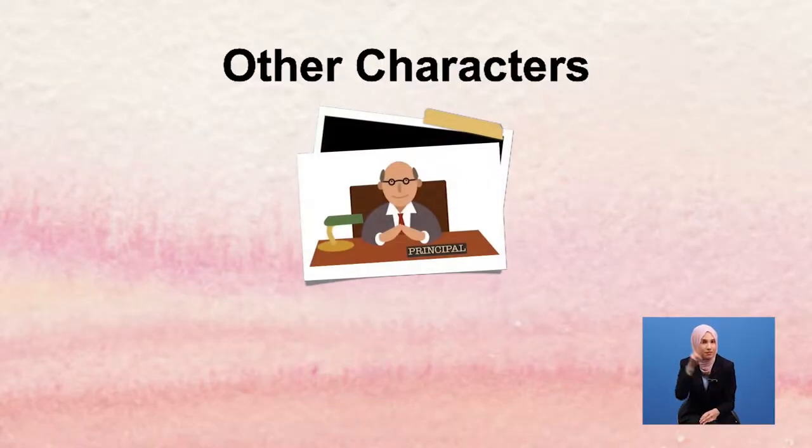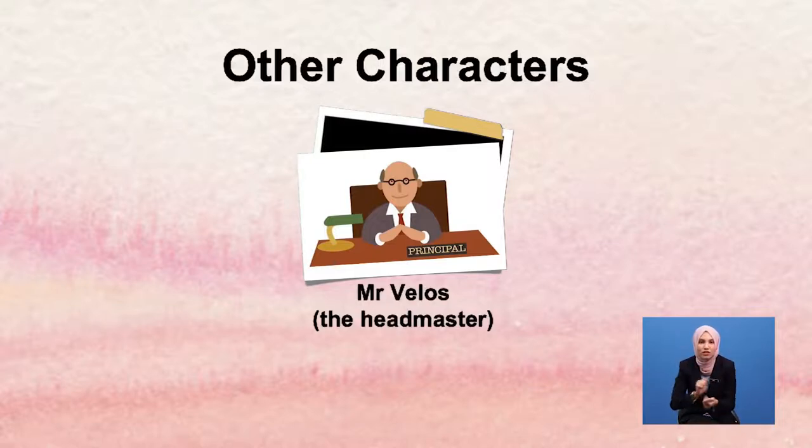Let's move on to the next character, Mr. Velos. Can you remember who he is? Yes, he is the headmaster of the school and the character who announces Joff as the winner of the competition. We know that Mr. Velos is fair. Although Joff cheats in the competition, he thinks that Lin deserves to win due to the originality of the story. He even changes the result and gives the medal to Lin.